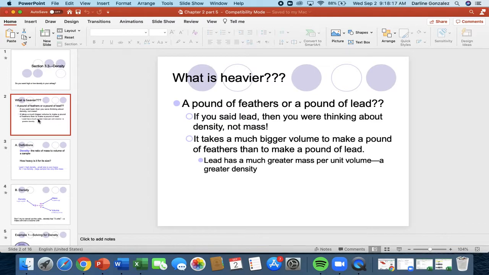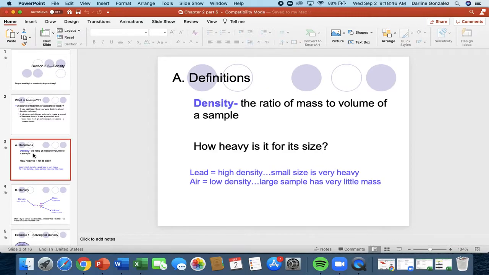However, for feathers to add up to a pound, you need a lot more of it. So obviously you need a lot more feathers. So what happens here is that lead is what we call much more dense, okay? Because it takes up very little space for the mass that it has. So lead has what we call a greater mass per unit volume, so that's why it has greater density than a feather.